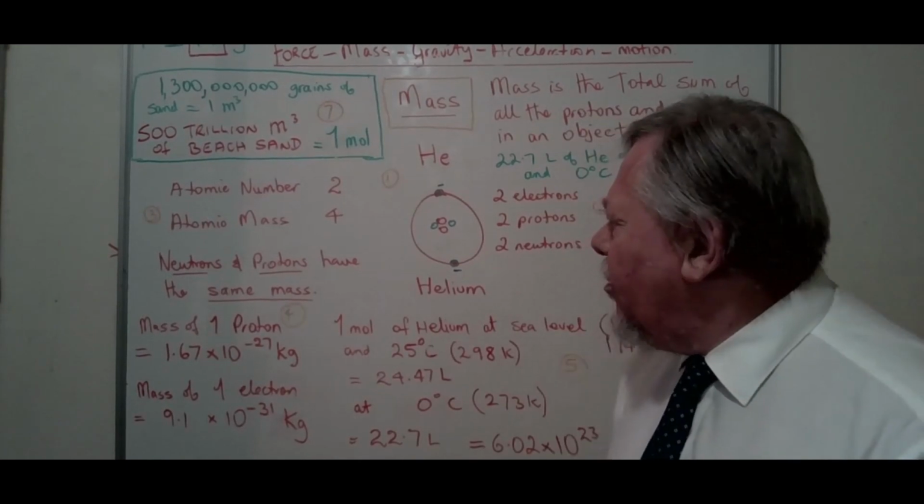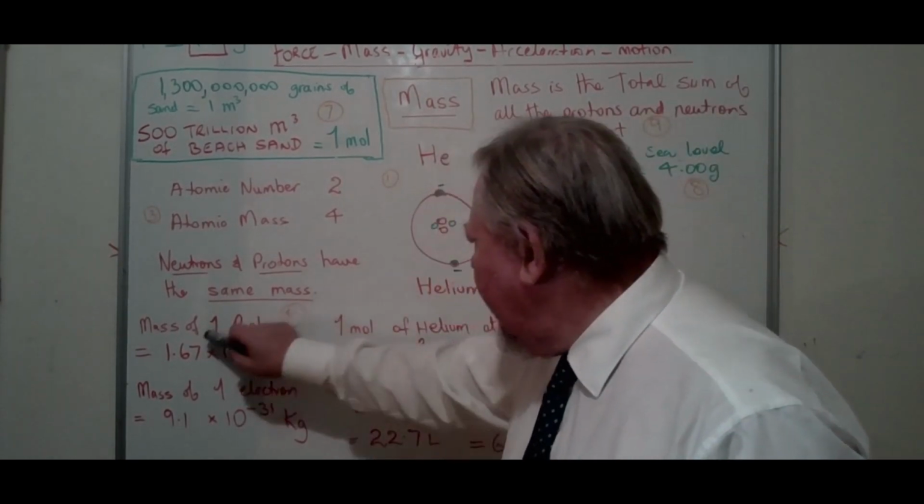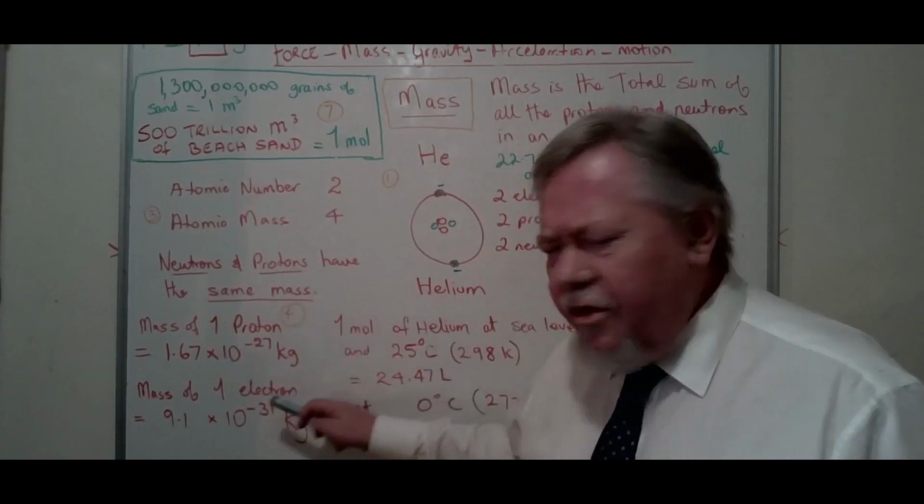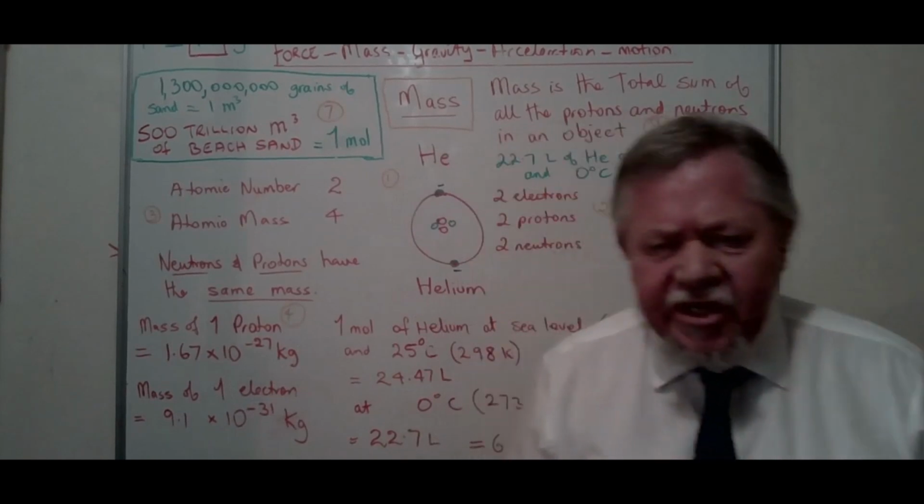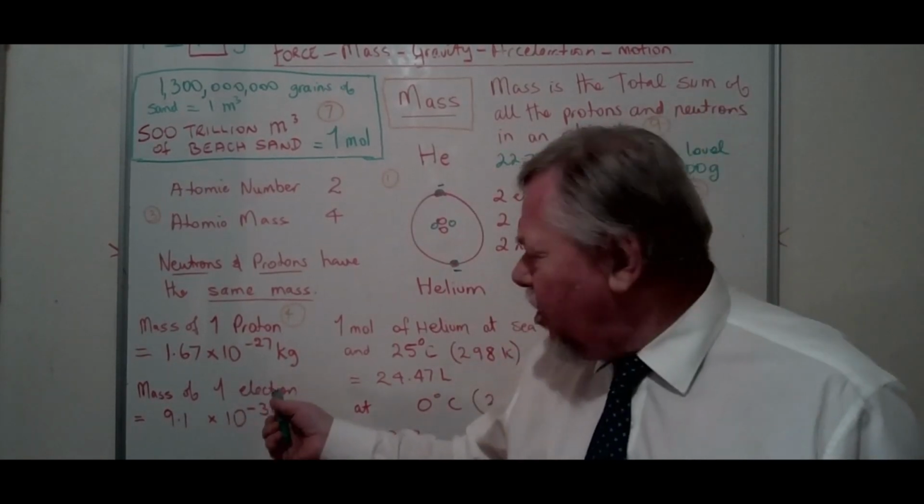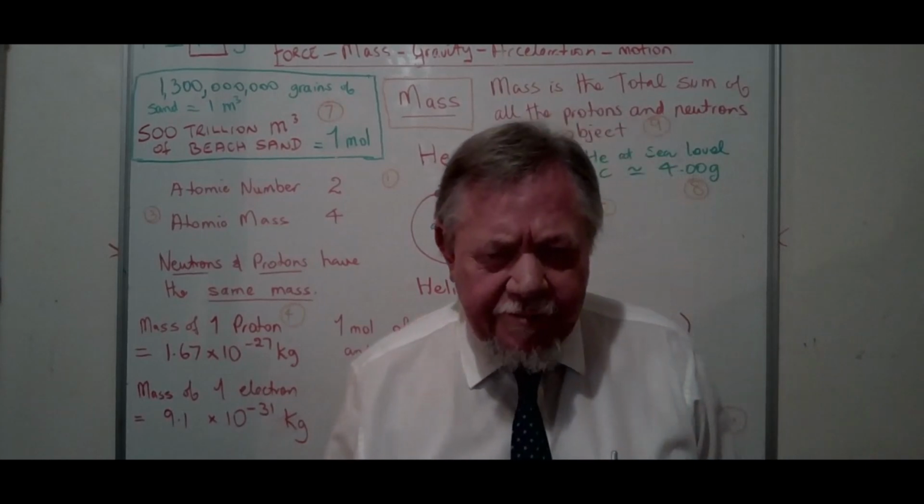Okay, let's have a look at this further down. The mass of one proton is 1.67 by 10 to the minus 27 kilograms. So we already know what the mass of a proton is: 1.67 by 10 to the minus 27 kilograms.